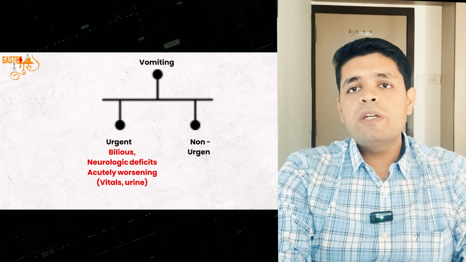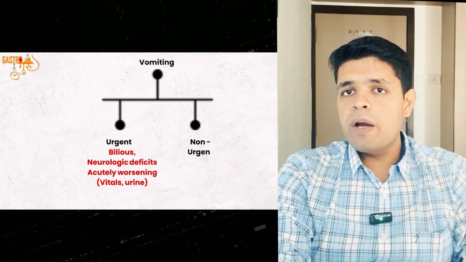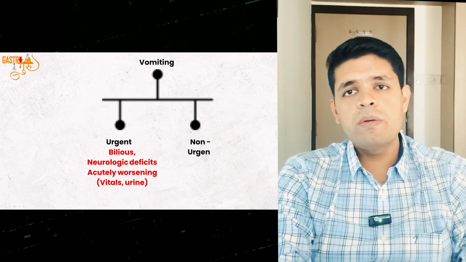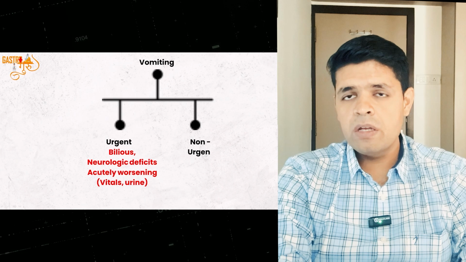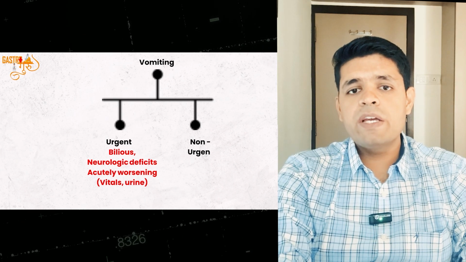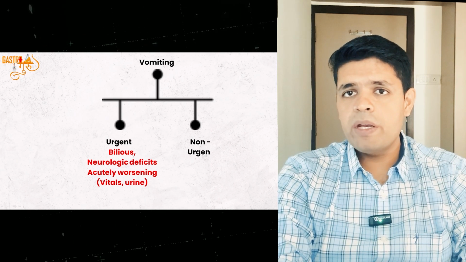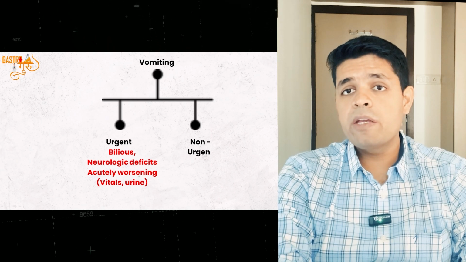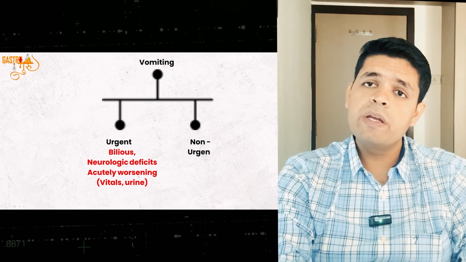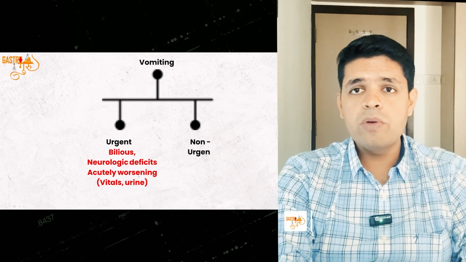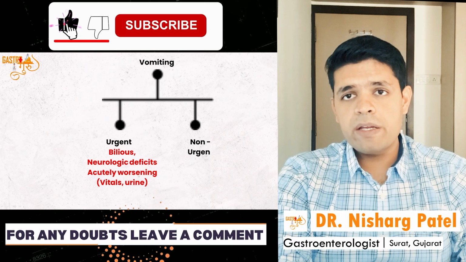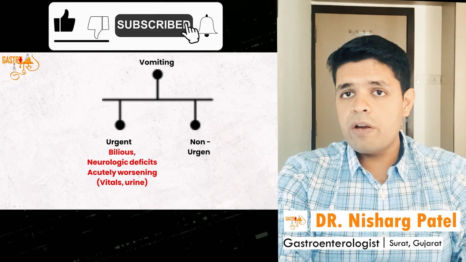Now when a patient of vomiting comes in your emergency department, you need to be very sure whether the patient requires urgent care or the reason is non-urgent. For urgent care, always check if the patient is having bilious vomiting, if there are some neurological deficits, or if the patient is becoming acutely ill, developing tachycardia, hypotension, the urine output is less, the patient seems dehydrated, in very much agony. It means the patient will require urgent care.